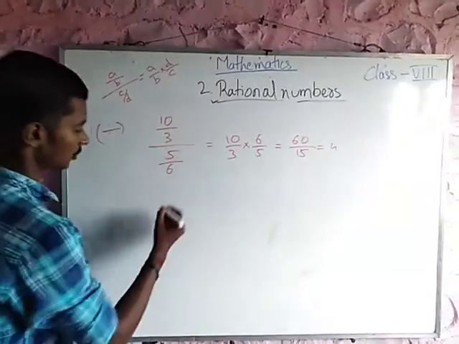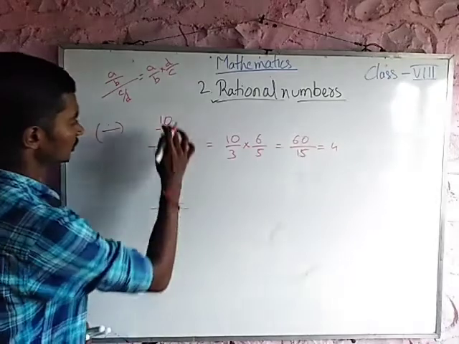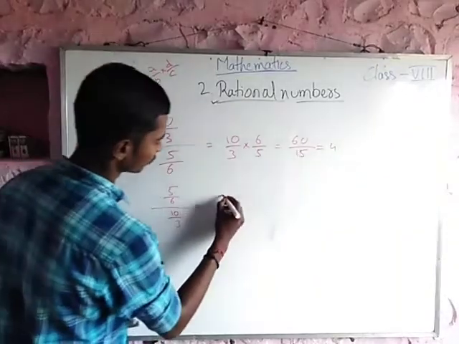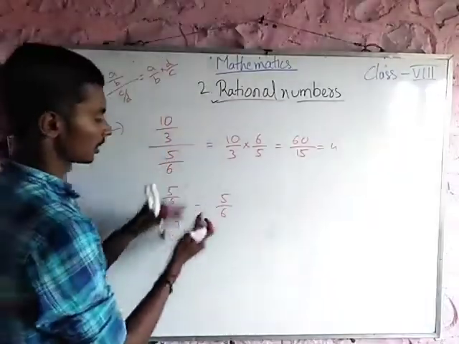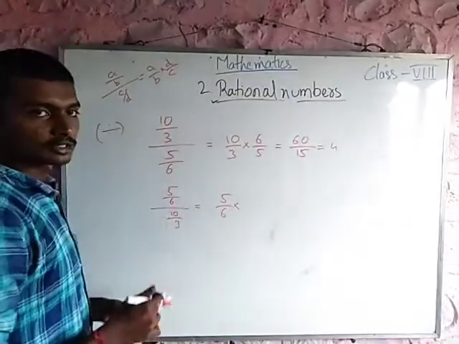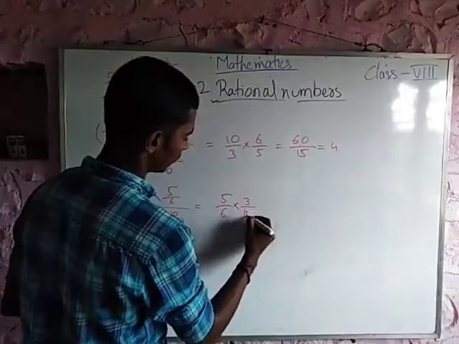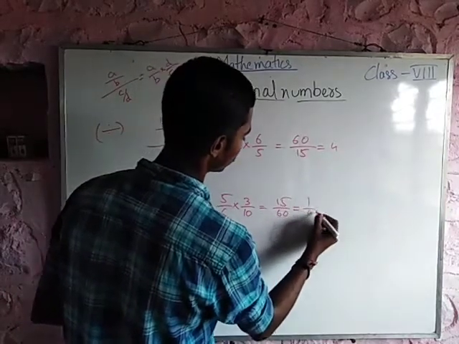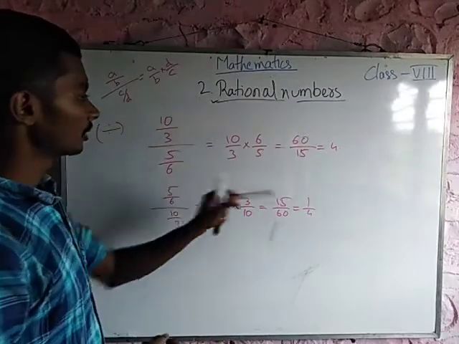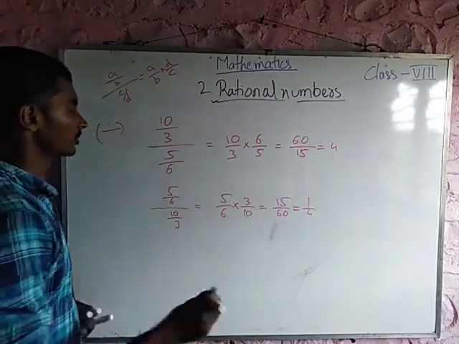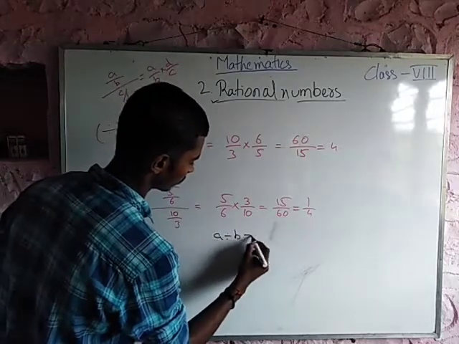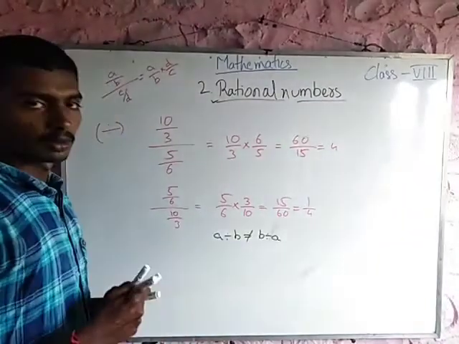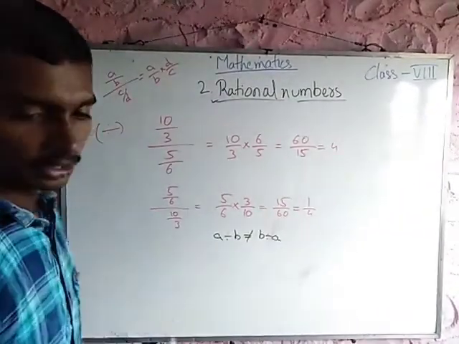Now if we reverse it, what happens? 5 by 6, this is A by B. Now B by A. 5 by 6 divided by 10 by 3. Again 5 by 6, and this goes up with the change of sign and the change of places. 3 by 10 will give me 15 by 60, which is equal to 1 by 4. Now see here, A by B is not equal to B by A. So what we can say, rational numbers are not commutative under division.